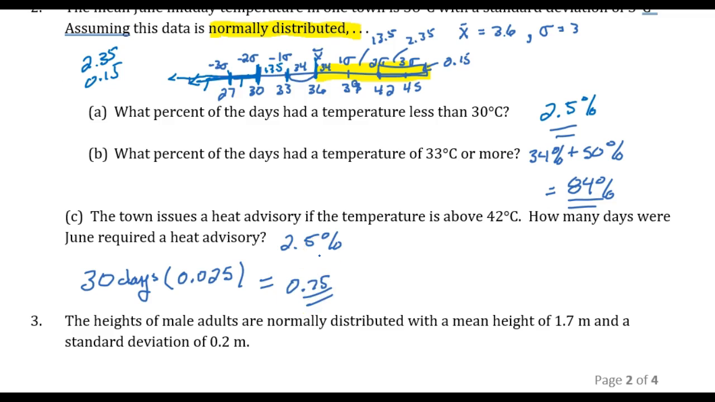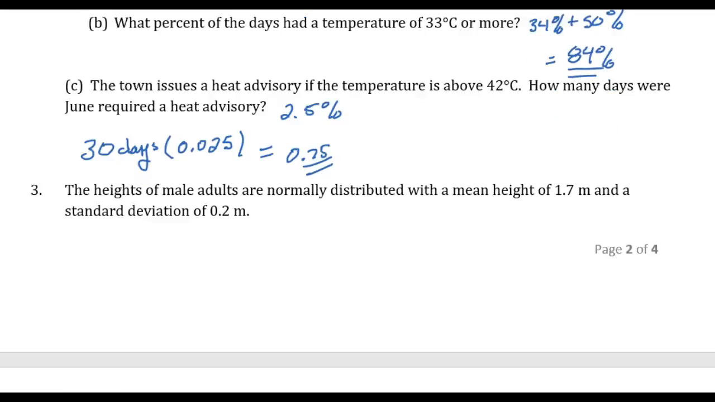Alright, so 0.75 days. What this means is you can't have 0.75 of a day. In other words, it would be extremely rare to have a day of 42 degrees or more. Not saying it wouldn't happen, but the likelihood of it happening is extremely small.